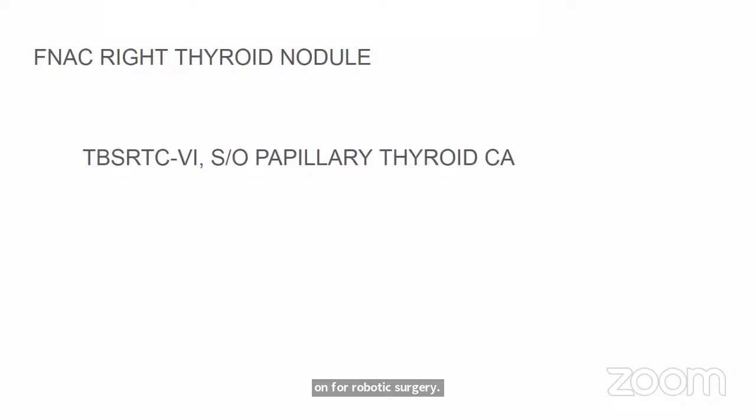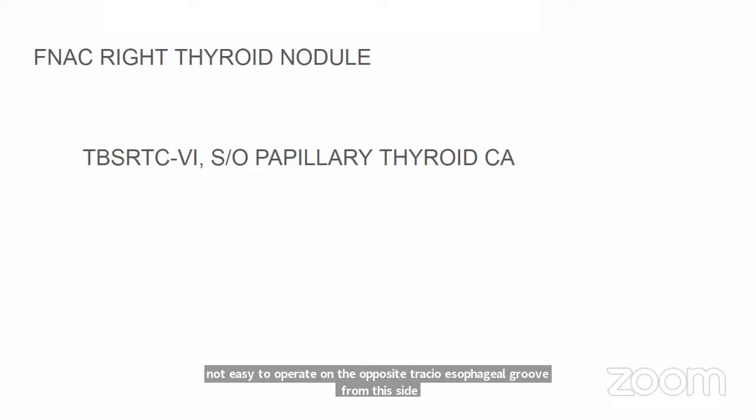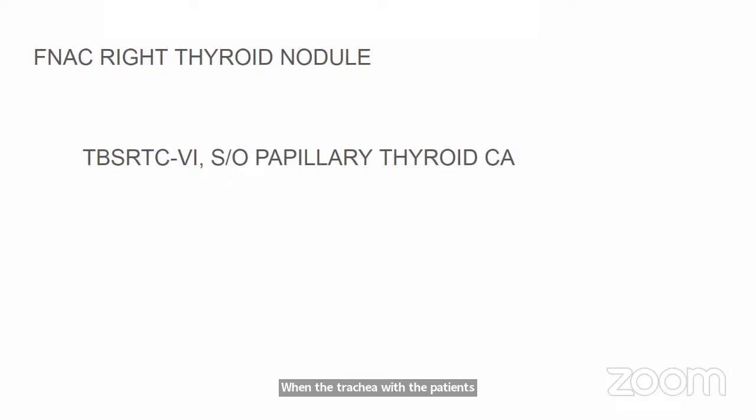And there will be extra incisions in the axilla also. Basically, apart from the cost of the robot, there is a steep learning curve. It's a huge learning curve. It's not easy to operate on the opposite tracheoesophageal groove from this side when the trachea, with the patient's neck extended, becomes like a rock or like a mountain. And then you have to go to the opposite neck, do the thyroid, preserve the recurrent laryngeal nerve in the groove, preserve the parathyroids, and probably inspect the neck.